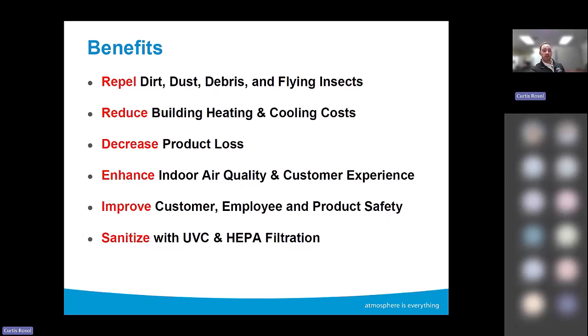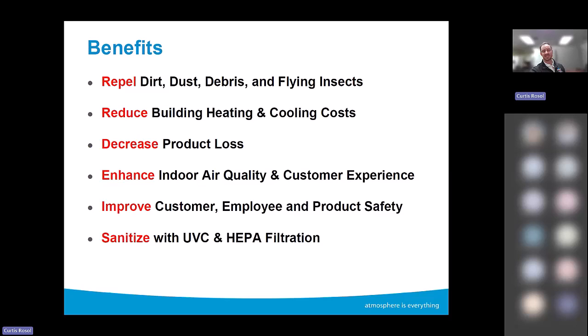We can also decrease product loss, whether that's in a production plant, if you need to have specific interior temperatures or humidity levels for quality control reasons. That's a really big benefit. We can also decrease product loss in cold storage applications. If you're having a lot of cold air escaping from a cold storage room, that can cause spoilage issues. It can also let humidity into that cold storage room, promoting mold growth and things like that. So air curtains are really good there as well.